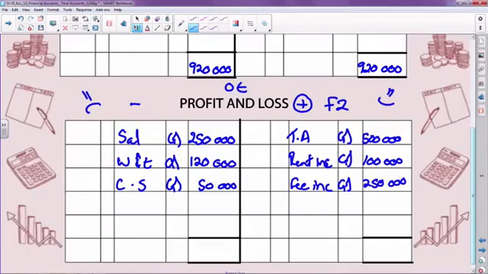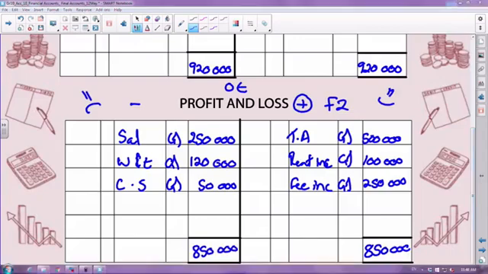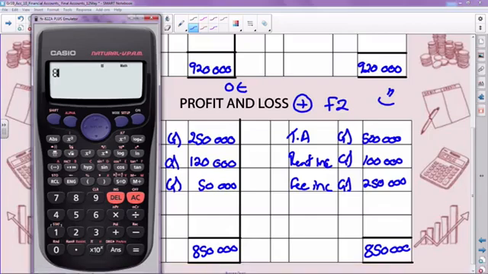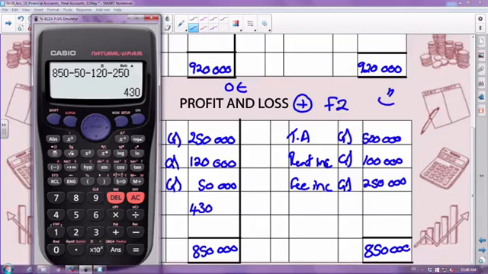Very easy. You can see that your credit side here is bigger than your debit side. Now, if you add it up, you'll have 500, 600, 700, 850,000, as you can see. And now, what do I do with this 850? I take it over to the other side. I say 850,000. And now, I need to take this 850 and I need to go and minus. So I say 850,000 minus 50 minus 120 and then minus another 250. And then you will see that you will get 430,000.